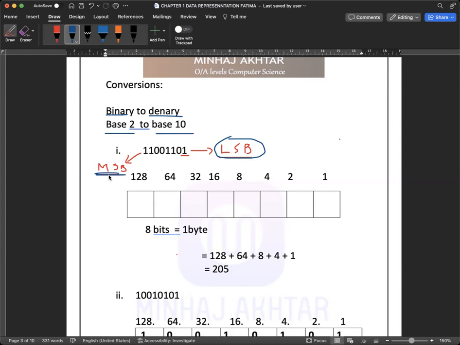Now we need to draw the registers. What are registers? Did you see this box? This box is called a register. What is it called? Register. Registers. What are registers? Registers are a temporary area to store the data.